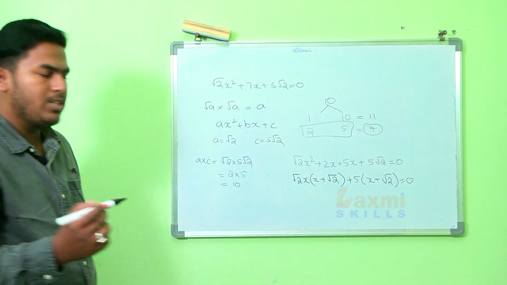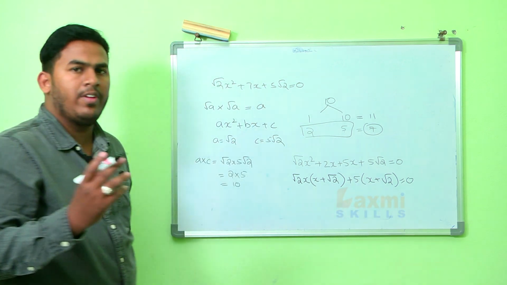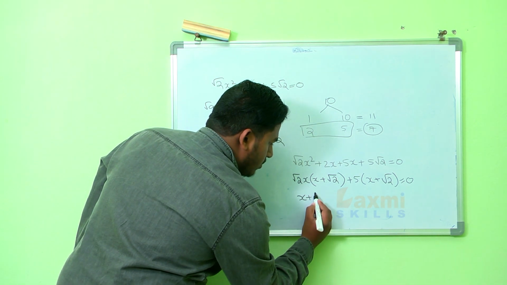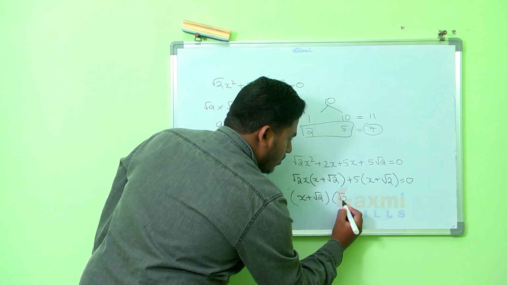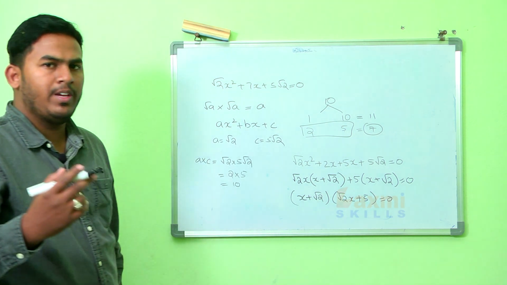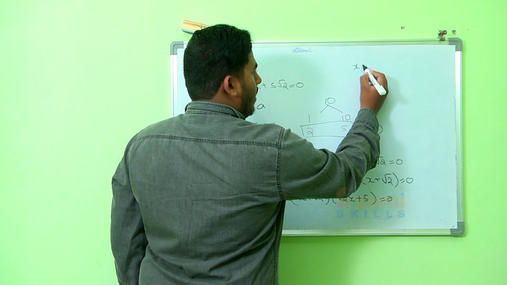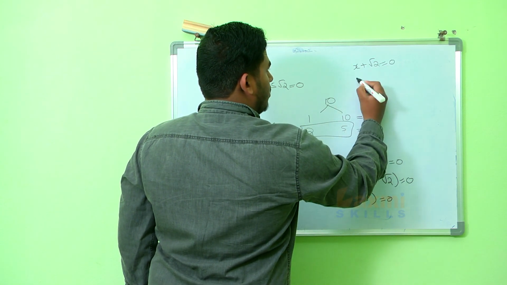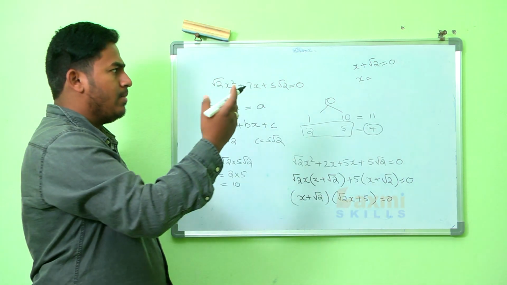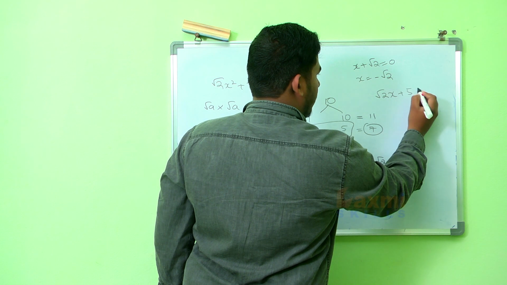Again you can see you are getting two terms. This is one term and this is another term. Both the terms have x plus root 2 common. So take x plus root 2 common, and x plus root 2 into root 2x plus 5 is equal to 0. As I said before, if ab is equal to 0, then a is equal to 0 or b is equal to 0. So x plus root 2 is equal to 0, so x is equal to, transposing this plus root 2 to the right side, it becomes minus root 2, and root 2x plus 5 is equal to 0.